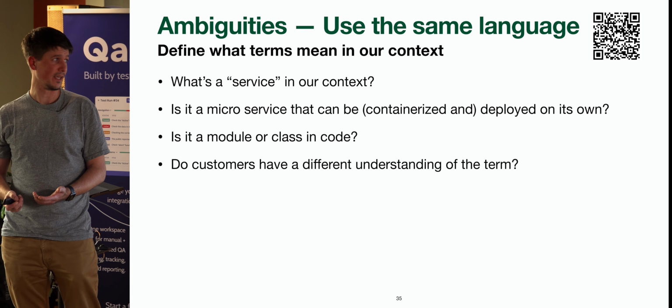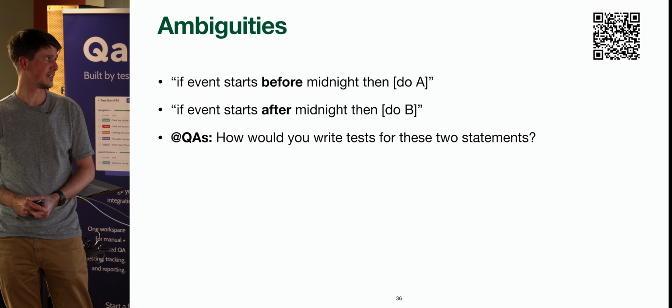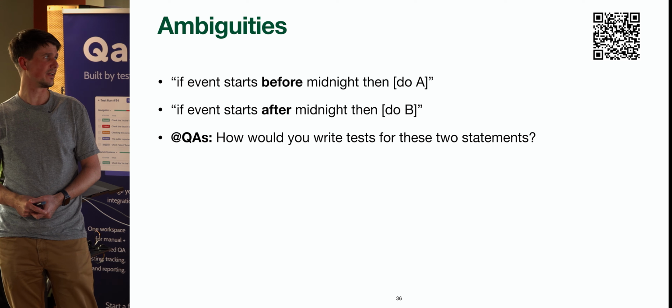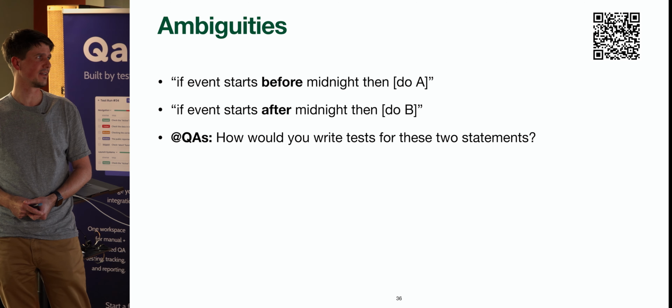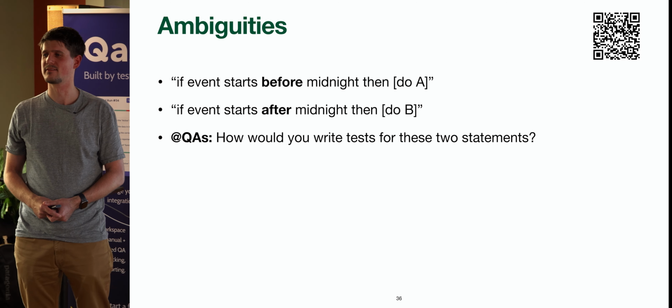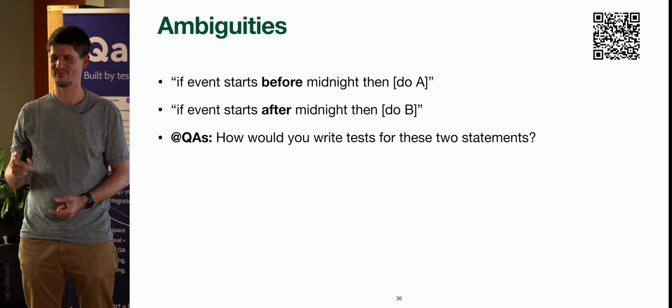Okay, since we're a room full of QAs, I have a question for all of you. How would you test these two statements? If event starts before midnight, then do A. If event starts after midnight, then do B. Every event starts before and after midnight.